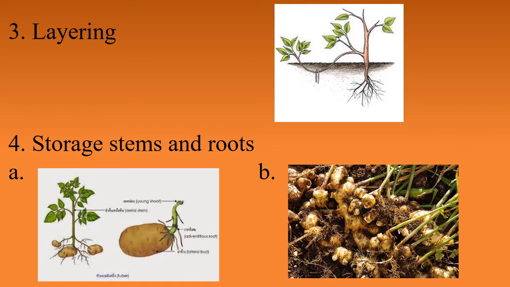Number 4. Storage stems and roots. Ginger, garlic, turmeric, sweet potato and yams can be grown by planting the sprouts that grow from the eyes of the vegetables. Picture A shows you a potato. Picture B shows ginger stems.